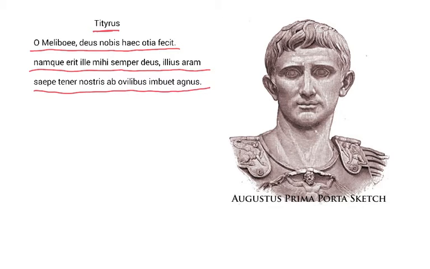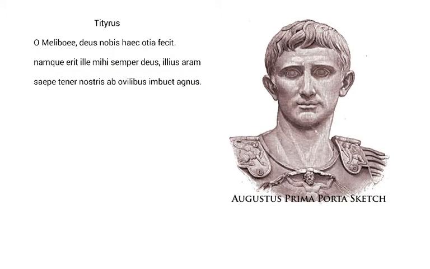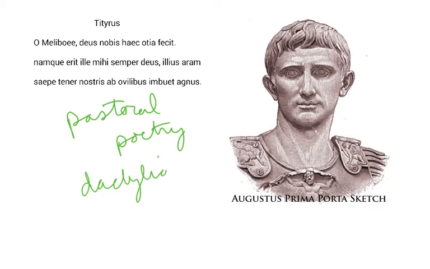imbuet agnus. Remember that this is what's referred to as pastoral poetry, poetry of shepherds and hillsides, and it is written in dactylic hexameter, much like epic poetry. Each line is 6 feet, each foot is either a dactyl, a long and 2 shorts, or a spondee, 2 longs.